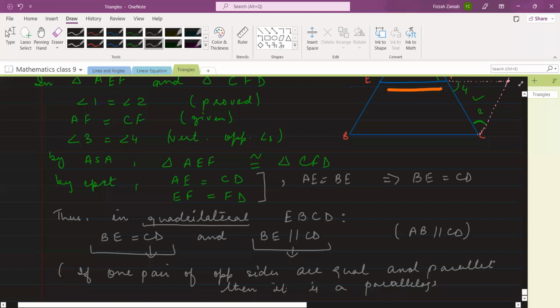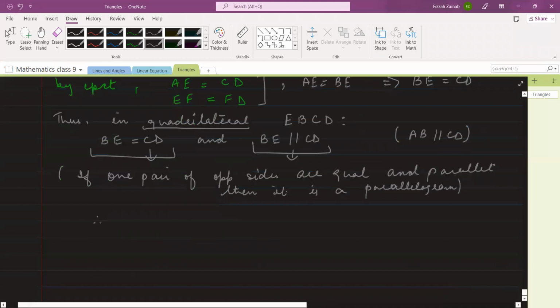I'm writing it in brackets so that you remember. So I'm using this theorem. From these two, I can say, therefore, EBCD is a parallelogram. So now, instead of quadrilateral, we can call it a parallelogram. Is that clear?